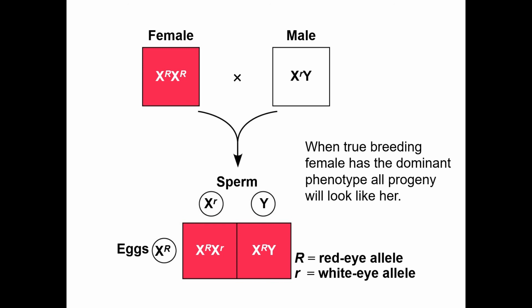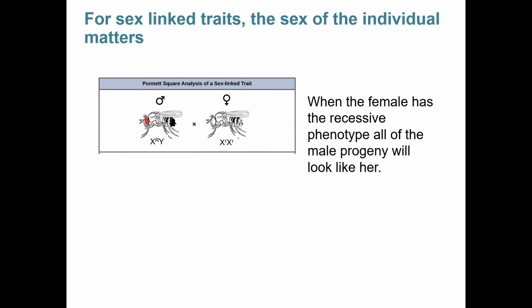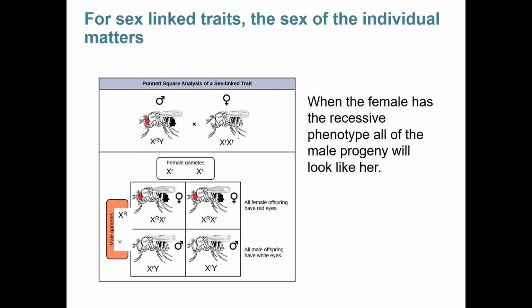Now let's consider the reciprocal cross. In this situation, the male has the dominant red eye color and the female is true breeding for the recessive color. The female will still give a recessive X to all of her children, but half of the children will receive the dominant X from the male. These will be his daughters, and the Y, these will be his sons. This means that the females will be heterozygous and will have red eyes, but all of the sons will only have the X chromosome from their mother and they will have white eyes. This is a 1-to-1 ratio.